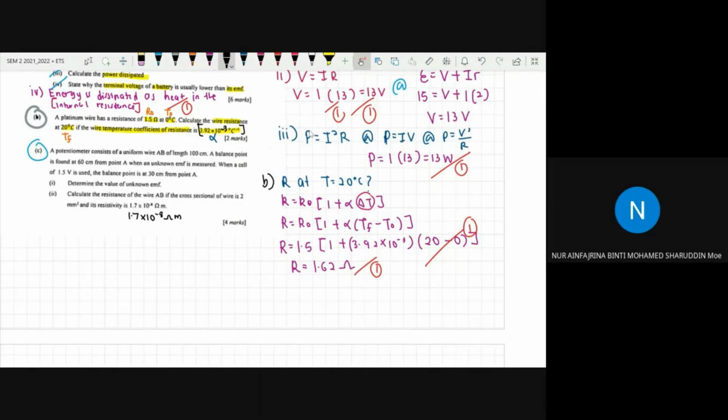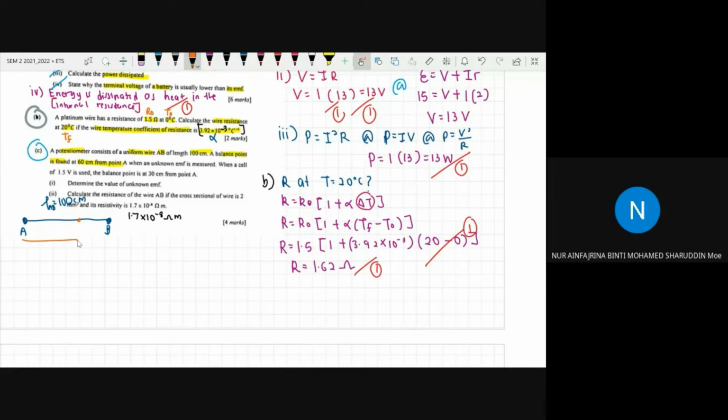Okay, now let's discuss. A potentiometer consists of a uniform wire AB of length 100 centimeter. So this is the length of AB. A balance point is found at 60 centimeter from point A, so from point A, around here, 60 centimeter.